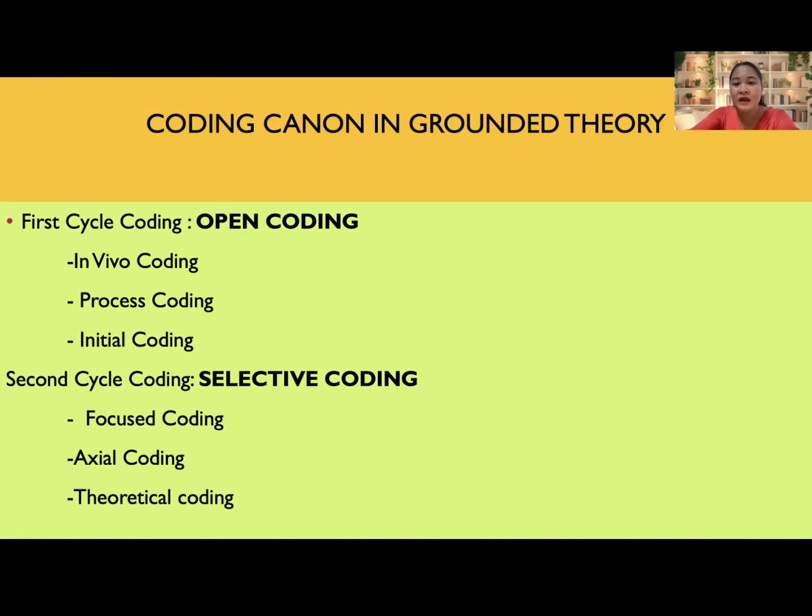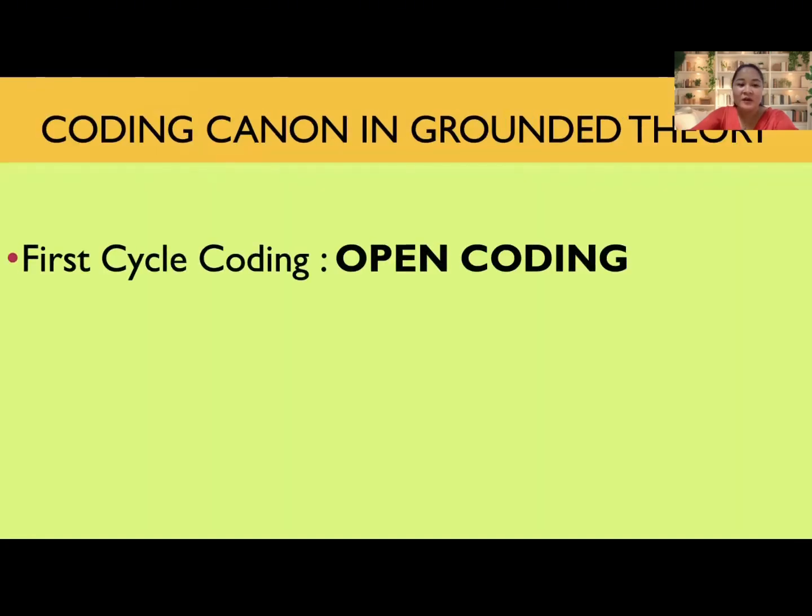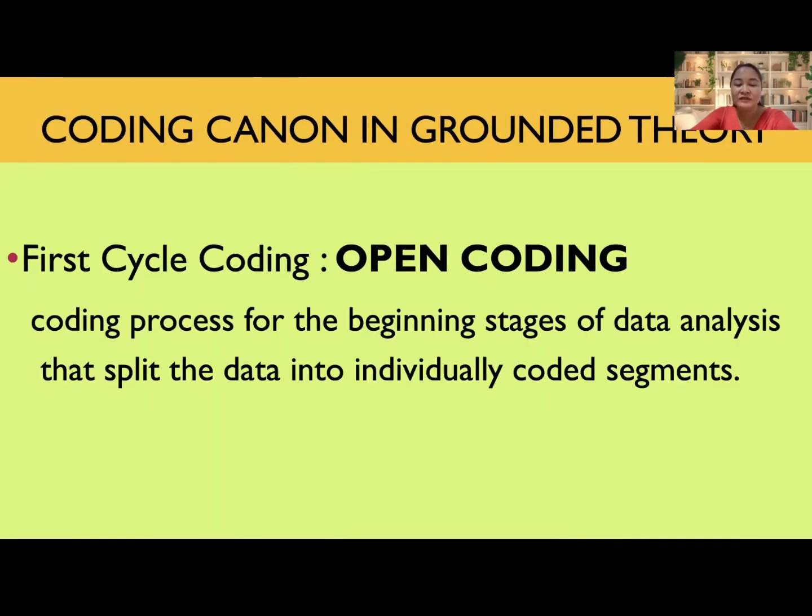This time you are going to create a common. You look for common happenings or common situations. So that's why we have the terms actual, focus, and theoretical coding. So in the first cycle coding, this is what we call open coding. Open coding is the process for the beginning stages of data analysis that splits the data into individually coded segments.